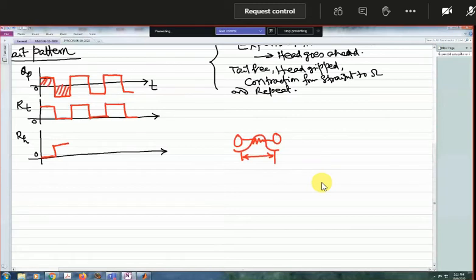So this is again repeating. Like that, it will repeat. Okay, so this is the gait pattern.